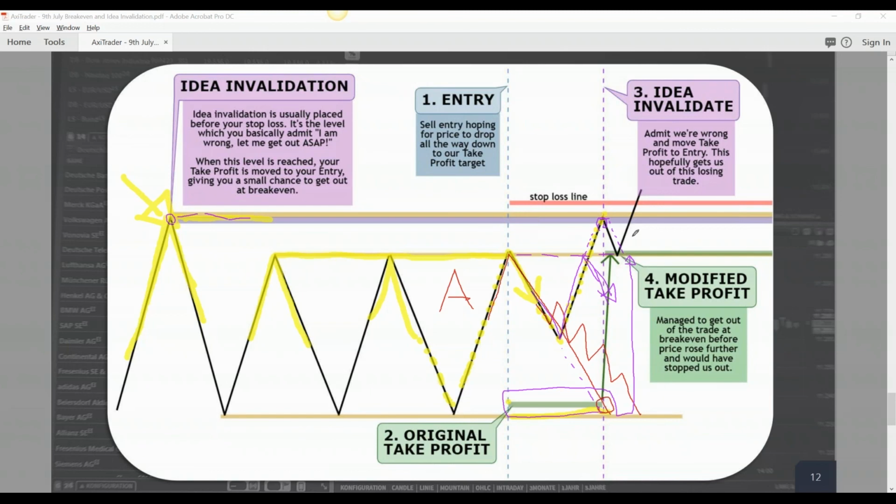And you've seen it so many times, it's called a breakout pullback, right? It makes a pullback to the level where it broke out from, and then it takes off from there. And if we didn't get out of the trade here at break even, it would have rocketed and hit our stop loss, right? For all you know, you might be correct. Price reaches here and it drops all the way down to here.